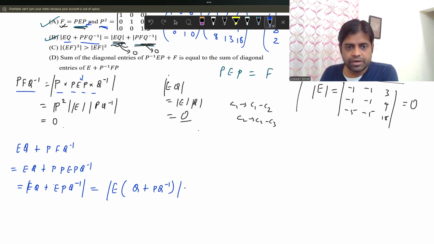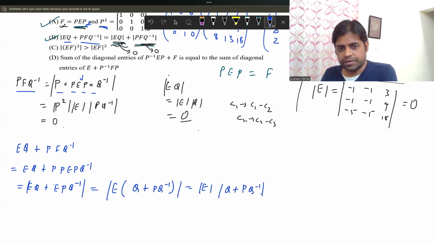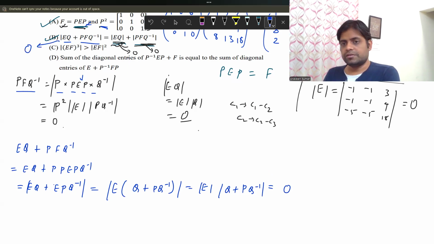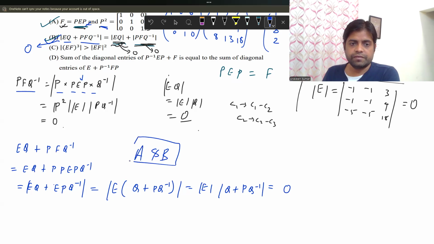And now we have to take the determinant of this, which is equal to determinant of E into the determinant of Q plus PQ inverse. And determinant of E is 0. So this whole determinant is equal to 0. So what we got here, on the left hand side, the entire determinant is equal to 0. On the right hand side, it is already 0. So this B option is also correct. So till now we have two options, A and B. We'll check for C.